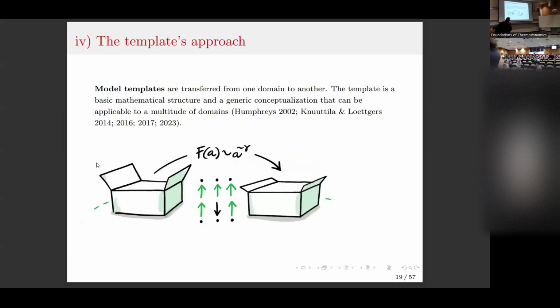Another type of approach is the template approach, which is different from the imperialistic approach in the sense that the transfer is not just an extension of a certain discipline or a certain model to a new domain. Rather, we transfer certain elements from one model or theory to the other. And the elements here are called the template, which basically consists of the mathematical structure and a generic conceptualization. So it is not the whole theory or the whole model that is extended from one domain to the other, but a template of that model or theory that is used in different domains.